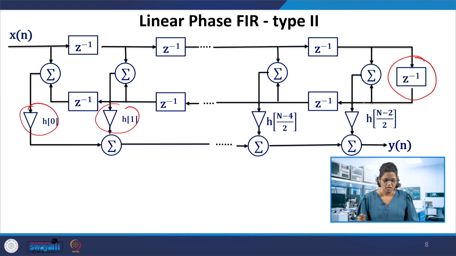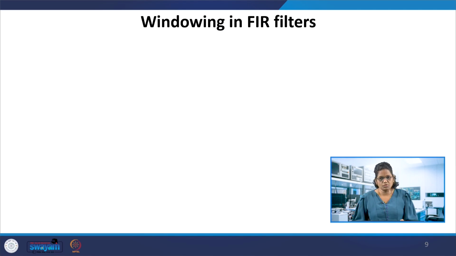In the structure, the delays are used and the number of coefficients is reduced in the linear phase FIR filter structure. So when we write a very long code, if these coefficients are the same with symmetry, then we can use this particular structure. For the design of these FIR filters, one of the methods is the windowing method.